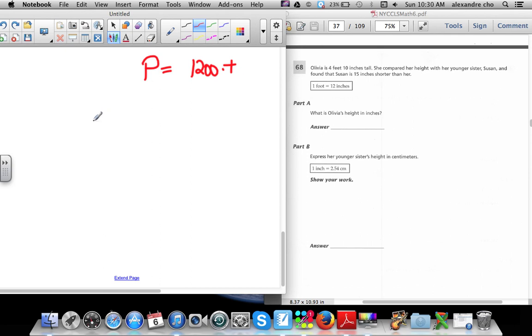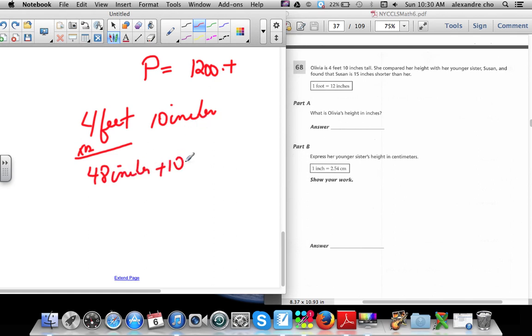All right, let's find Olivia's height. Olivia is 4 feet 10 inches, and each foot is 12 inches. So 4 feet times 12 is the same thing as 48 inches. There's also the 10, so plus 10 inches. In inches, her height is 58 inches.